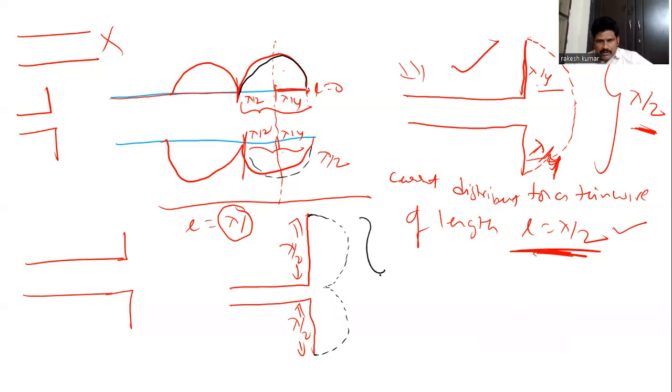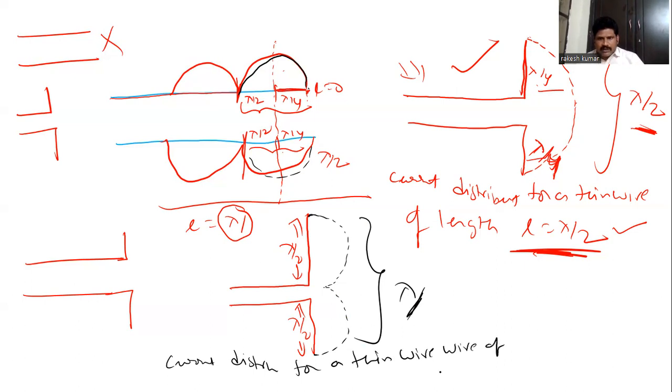What is the total length? The total length is lambda. So this is the sketch of the current distribution for a thin wire of length L is equal to lambda. Okay, so like this you can sketch for anything.